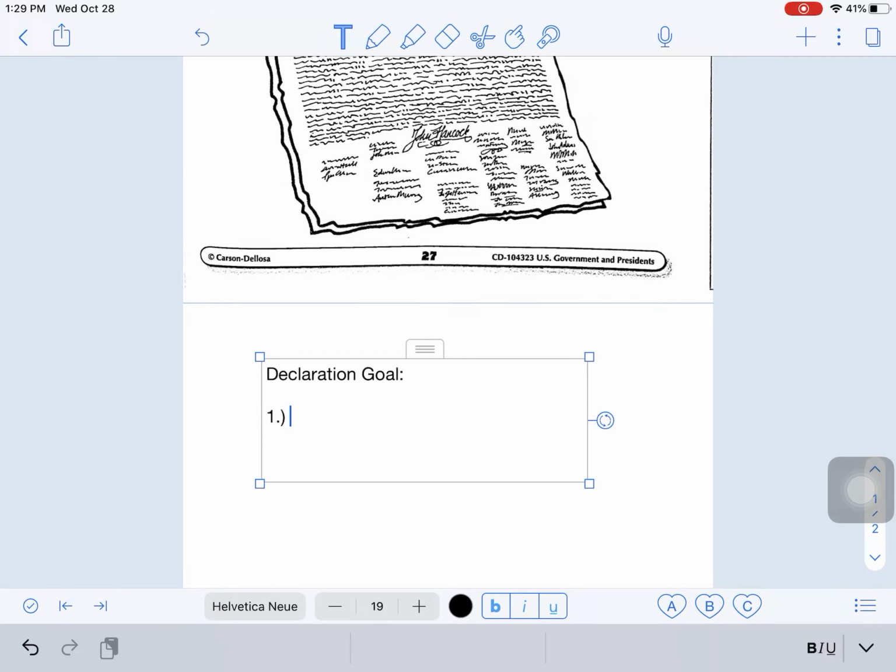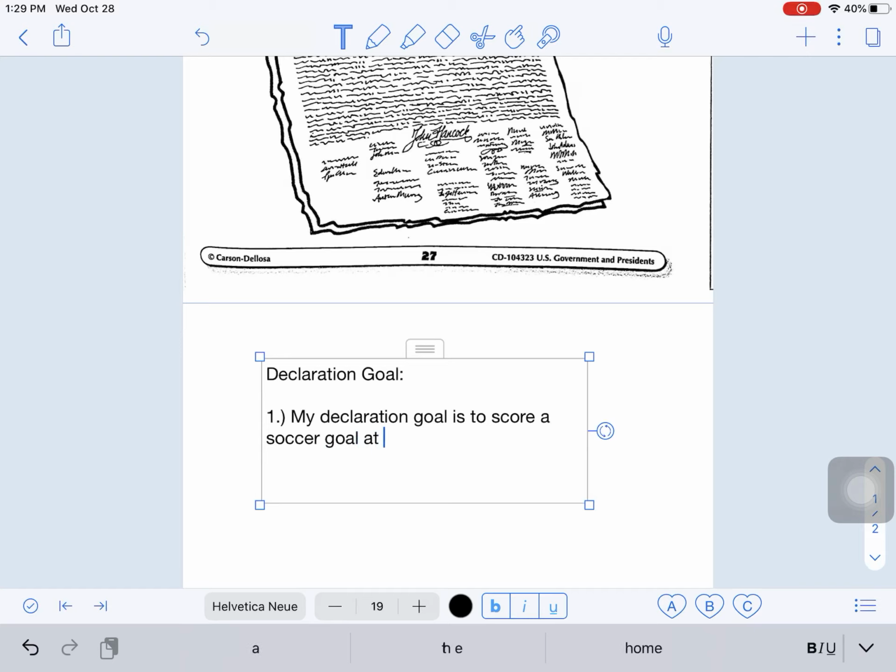So your declaration goal is going to be about something that you want to accomplish, something that is important to you, and you think you'll be able to accomplish this in the future. So you've been playing soccer for a long time and you've never scored a soccer goal. Maybe your goal is to eventually score a goal. So I could say, my declaration goal is to score a soccer goal at one of my games.